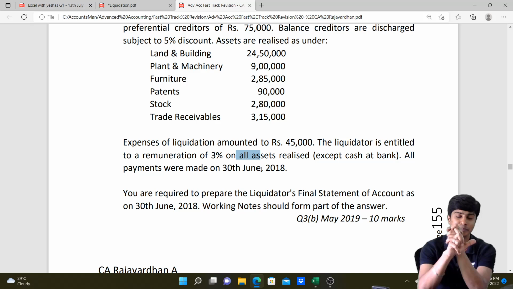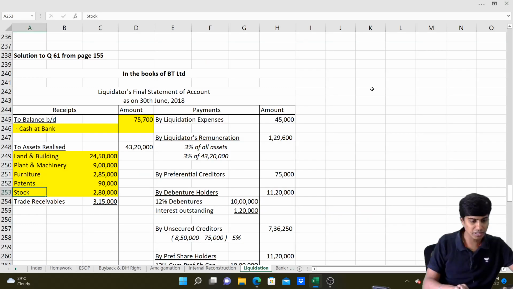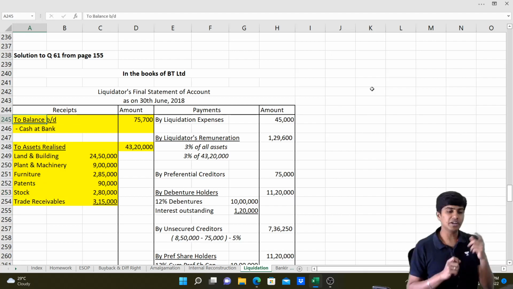Then what do we have? Stock will realize 2 lakh 80,000. Then we have trade receivables to realize 3 lakh 50,000. If I write all of them together, my total assets realized will come to 43 lakh 20,000. So I have 75,700 rupees of cash, and 43 lakh 20,000 of assets realized.